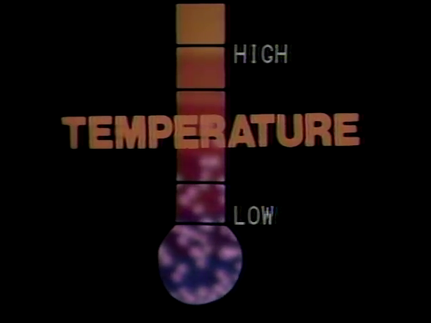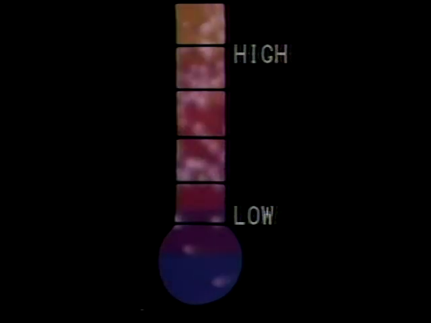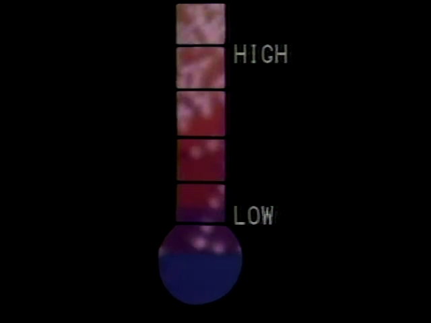Molecules are in constant motion, colliding with other molecules and with the walls of any container which holds them. Temperature is simply a measure of the speed of molecular motion. When air molecules are moving slowly, we measure a low temperature. But when molecules are in rapid motion, the temperature reads high.